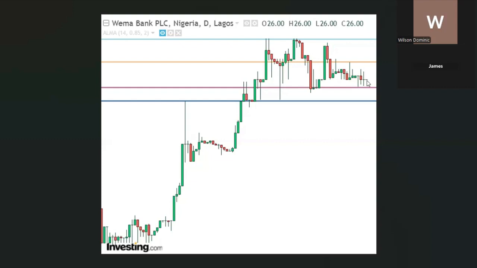I'm going a bit ahead. Where my cursor is, an indecisive market is when the buyers and the sellers don't make any move. Look at where my cursor is. Are you seeing my cursor? Yes, yes.